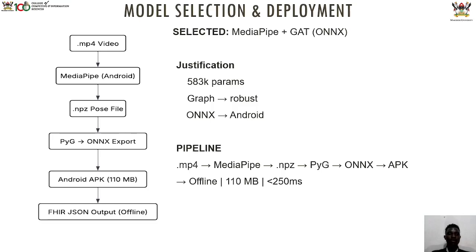And then the deployment pipeline. So the MP4 is extracted by MediaPipe on the Android. After extraction, they get a file extension of .npz, and then from .npz it goes to PyG, which turns to ONNX for export, and then an Android APK of 110 MB, which helps to translate to a JSON output offline. So you don't need the internet for this. We are going to make the system in such a way that you can use it offline to support other areas too.